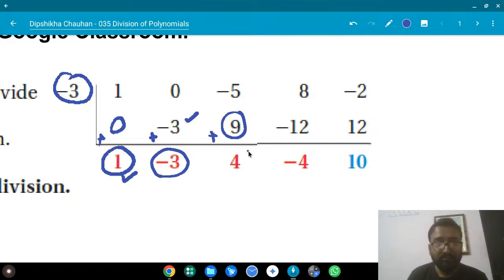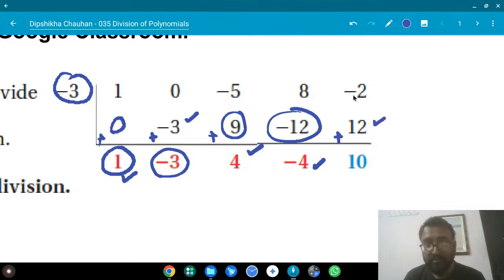4 times minus 3 is minus 12. 8 minus 12 means you are adding. Actually, we are not subtracting, the minus sign is already there. So 8 minus 12 is minus 4. And minus 4 times minus 3 is plus 12. And positive 12 minus 2 is nothing but 10.